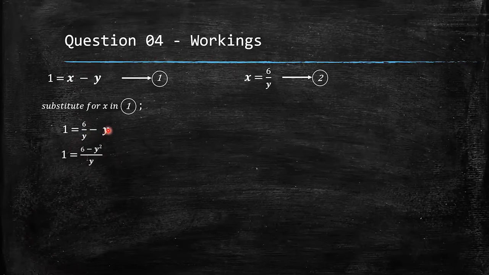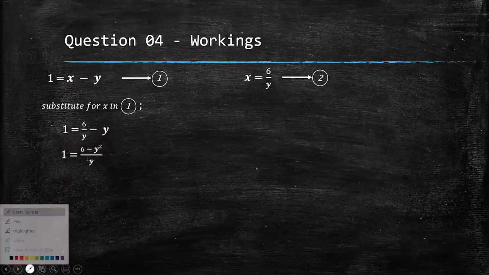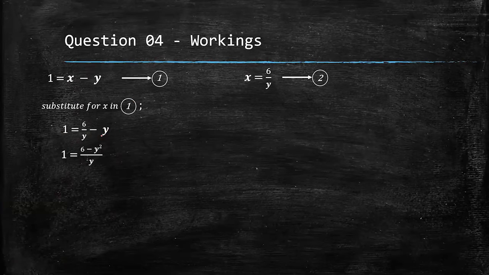Now you can see instantly, if I show you in the pen, you can see this is y over 1, right? So 1 is equal to 6 over y minus y over 1. You need to make a common denominator here. So here it is y, here it is 1. Once you multiply this denominator by y, you will get the common denominator. But if you do something to your denominator, you have to do the same thing to your numerator. So once you do that, you will get 6 over y minus y squared over y.